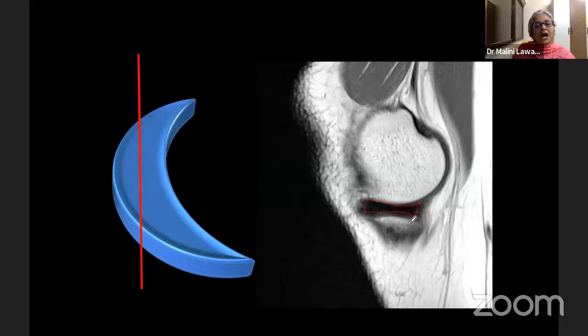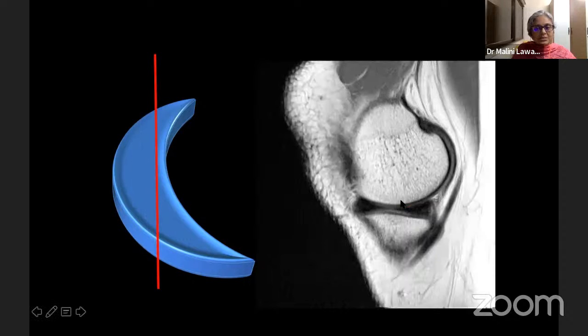Fibrocartilage looks dark on all MR sequences: T1, T2, proton density, all sequences. This is because the fibers are so tightly packed that there is no place for the water molecules to move around, so they do not give out signal. Whenever there is an abnormality which allows movement of water molecules or fluid to enter, that will give out a bright signal. But a normal meniscus body shows a bow tie-like appearance, which is dark on all the sequences.